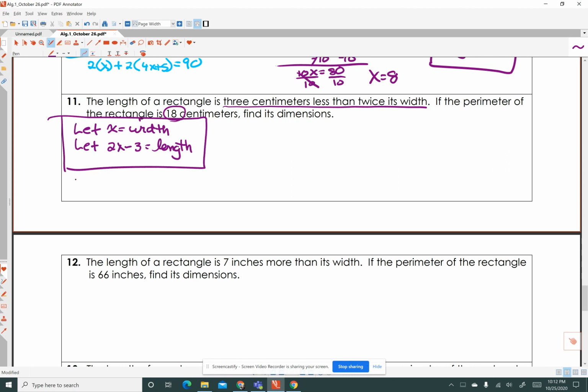So we're using, again, perimeter equals 2 times length plus 2 times width. So that would be 2 times x plus 2 times 2x minus 3 equals 18. So I'll rewrite that up here.